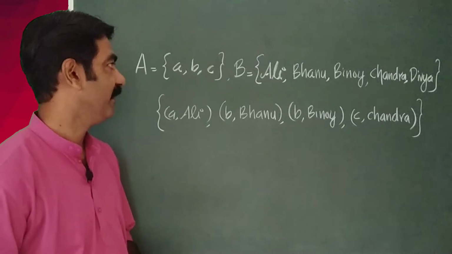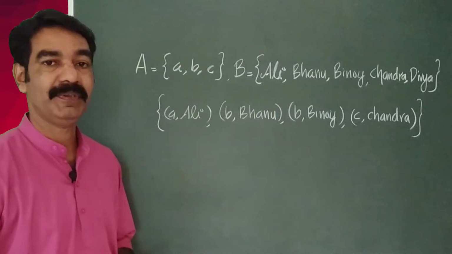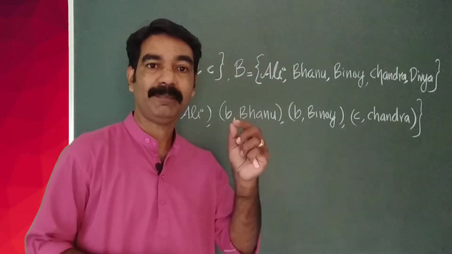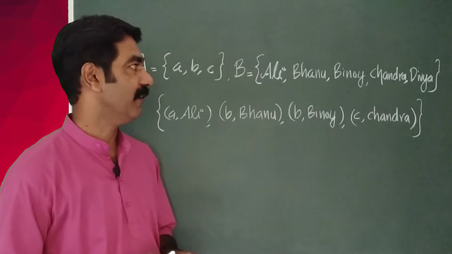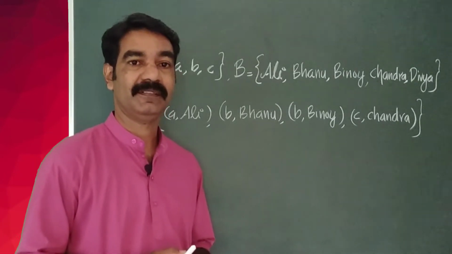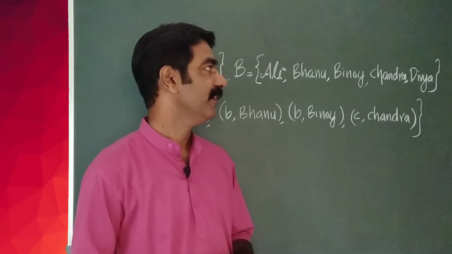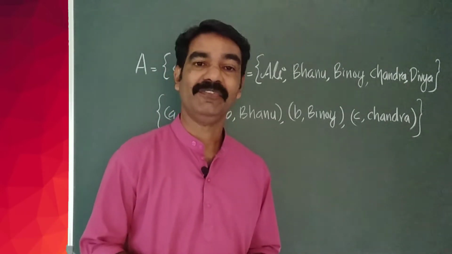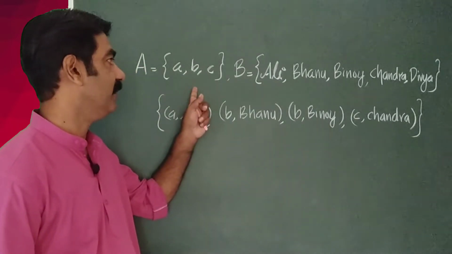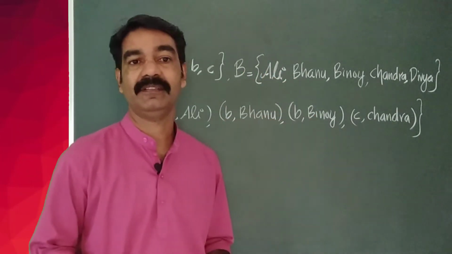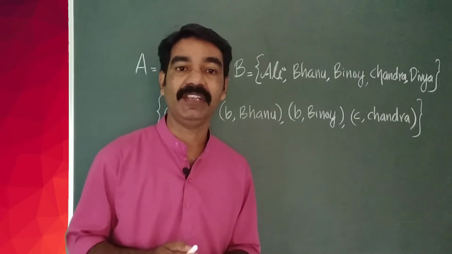One is A. A contains three elements. One is A, one is B and one is C. And set B contains 5 elements. See, these 5 elements are names of some persons. One is Ali, Banu, Binoy, Chandra and what? Divya. So surely here A contains 3 elements and B contains 5 elements. So A cross B contains what? 3 into 5, 15 elements.